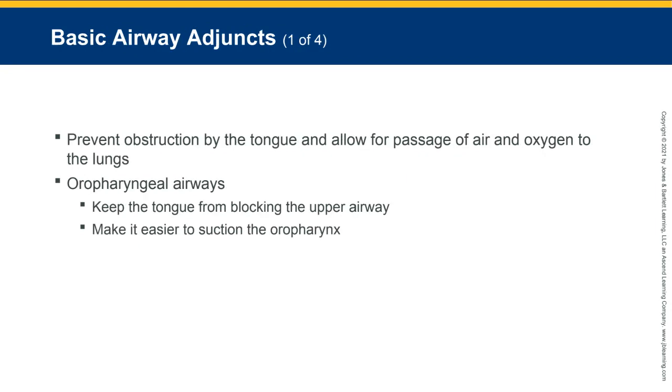Now, basic airway adjuncts. Basic airway adjuncts prevent obstruction by the tongue and allow for passage of air and oxygen to the lungs. You have your oropharyngeal airway and the nasopharyngeal airway. The indicators are important. The purpose of the oropharyngeal airway is to keep the tongue from blocking the upper airway and make it easier to suction the oropharynx.